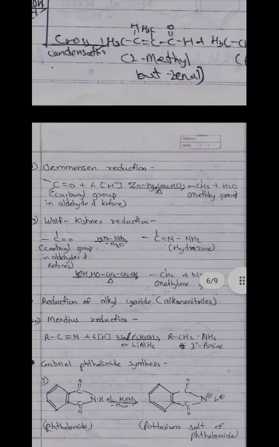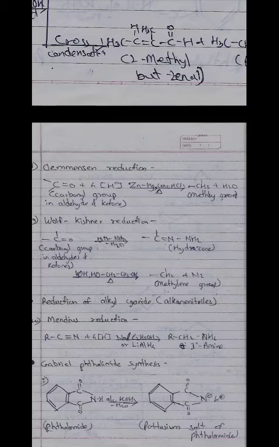So the 18th reaction is Clemmensen's reaction. In this Clemmensen reaction, the carbonyl group in aldehyde and ketone plus some hydrogen with the reagent zinc amalgam, Zn-Hg, plus concentrated HCl will give us a methyl group plus H2O, which means a compound is formed with an attached methyl group. This is the Clemmensen reduction.